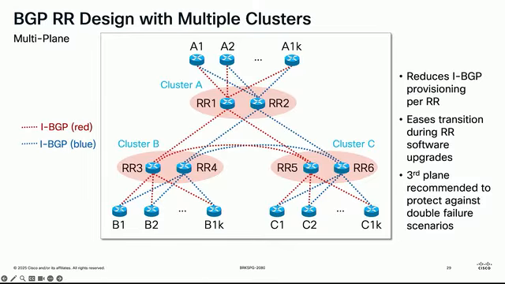Same 3 clusters as earlier, clusters A, B, and C, but now we divide or partition each of the route reflectors in those clusters into separate independent planes, right? In this example, we show a dual plane design, a red plane and a blue plane. In each plane, the route reflectors have a full mesh to one another. So all the route reflectors in the red plane peer with one another, and all the route reflectors in the blue plane peer with one another.